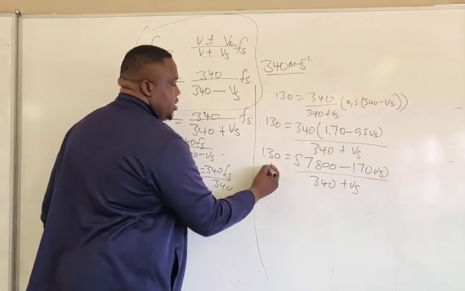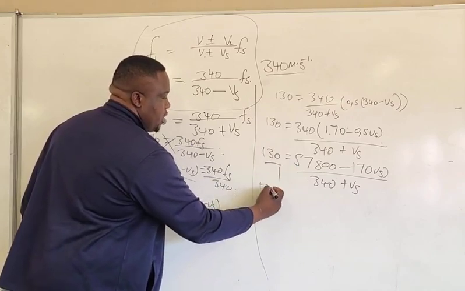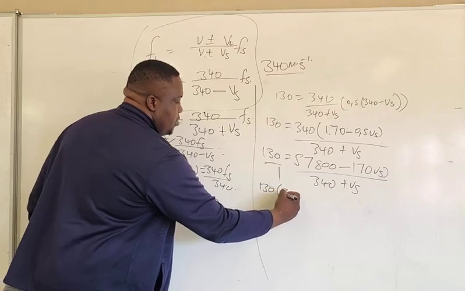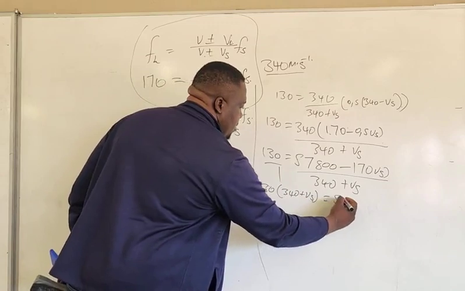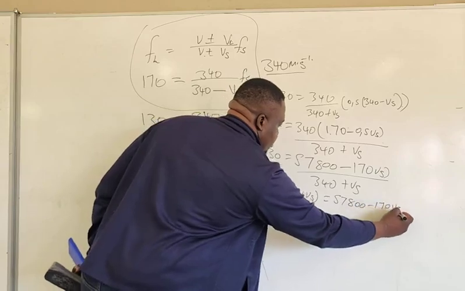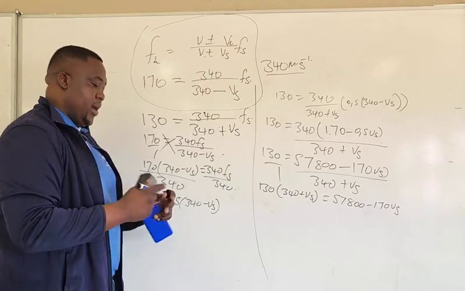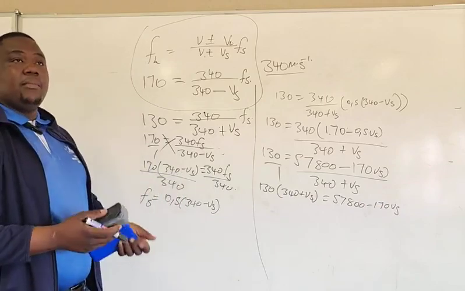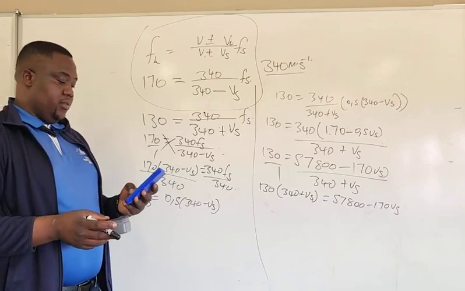When it is like this, you can just cross multiply. We have 130 multiplied by (340 plus Vs), which equals 1 multiplied by (57,800 minus 170 Vs). Can you see what we have? Then we multiply 130 by 340.